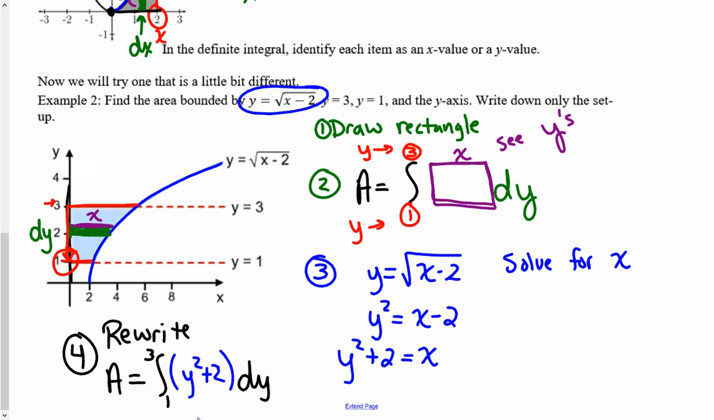So again, once my width is a dy, I should see a y value up here, a y value down here, and the variable inside, I should see y's. If you need to pause the video to write anything down, please do so now. Otherwise, we're moving on to the next problem.